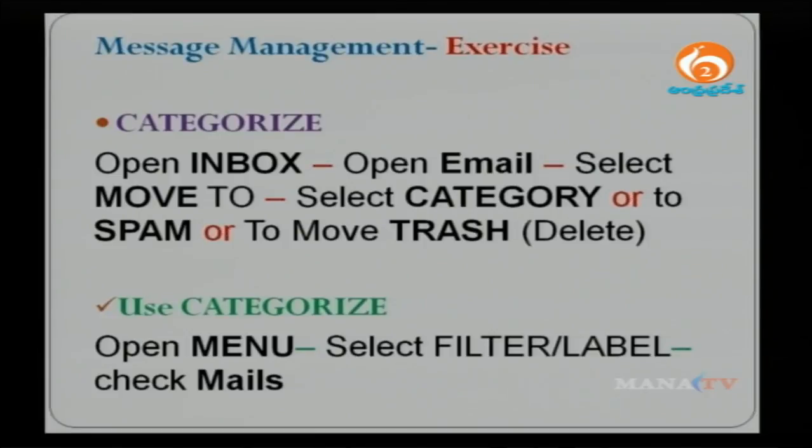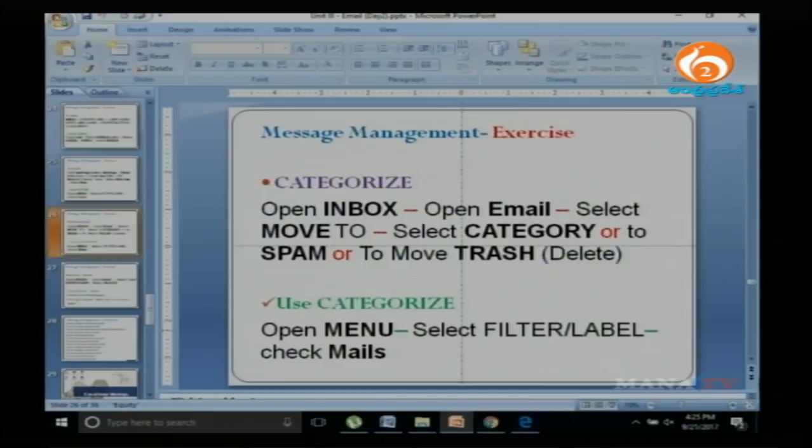For this we need to go to the inbox, open the email, and click on the move to icon, and you select the criteria, whether you want to spam a particular email or move that email into trash. You can do that by categorizing the emails. By using this category feature, you can easily manage unrelated mails which are in spam as well as those which are related to trash. So we will do that by exercise. Once we do that exercise, we will create the categorize option and use those categorize things. So this is the way to do that.